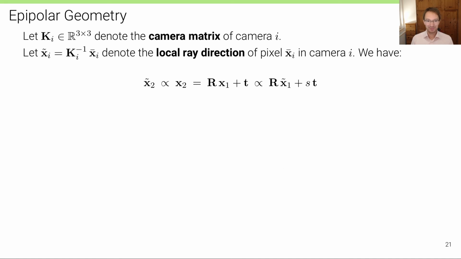Good. So now the question is, how can we mathematically express that relationship and how can we recover that relationship? So let's start by assuming that we know the camera matrix of the left camera or the first camera and the second camera, A_i, which is a 3x3 matrix. And we know that, for instance, through calibration techniques that we've discussed in the first unit.